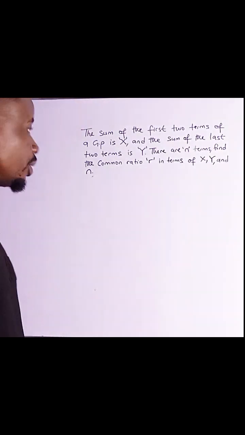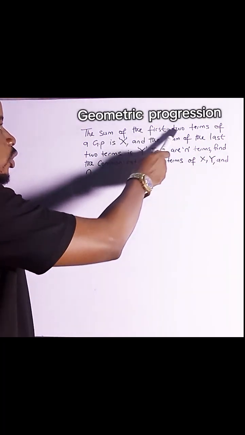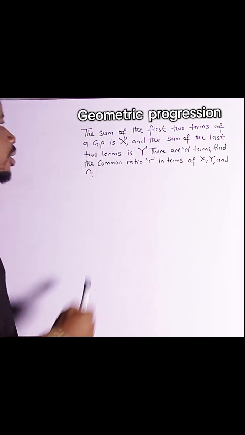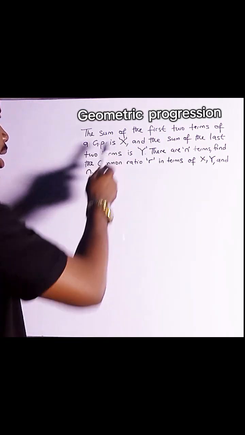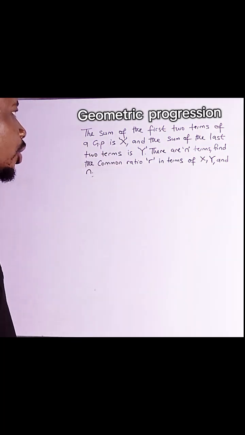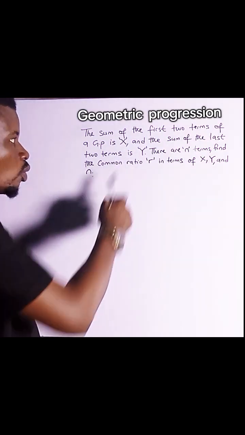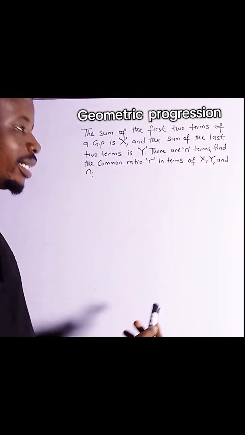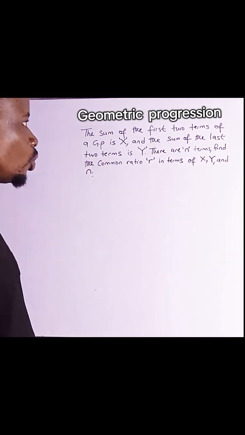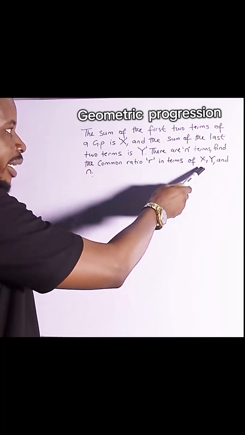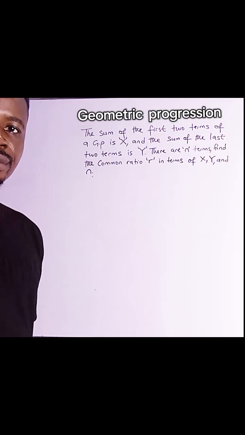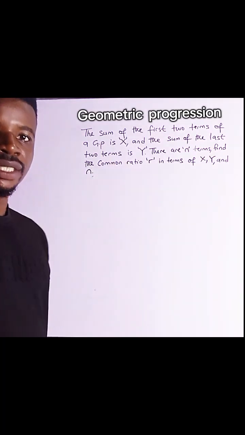All right, let's solve this question. The question says that the sum of the first two terms of a GP, now a GP stands for what? Geometric progression, is x. And the sum of the last two terms is y. Now there are n terms in this GP, so we have to find the common ratio r in terms of x, y, and n. So how do you solve a question like this?